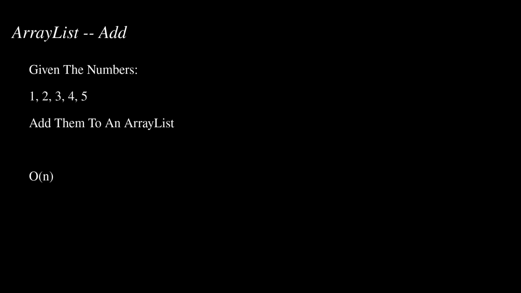Let's talk about adding to an array list. So array lists, they usually initialize with some non-zero length here. So in our case, the array list is going to start with a size of 3. And we are going to add the numbers 1 through 5 to this array list. So when we add number 1, we're going to put it in the first slot of the array. We add 2, it goes in the second slot. We add 3, third slot.